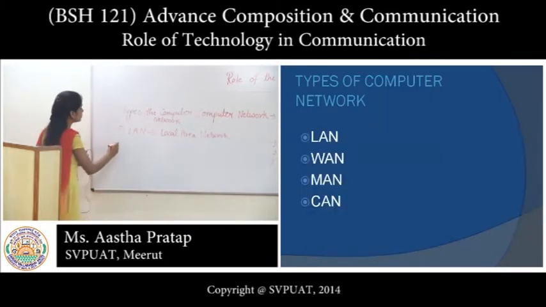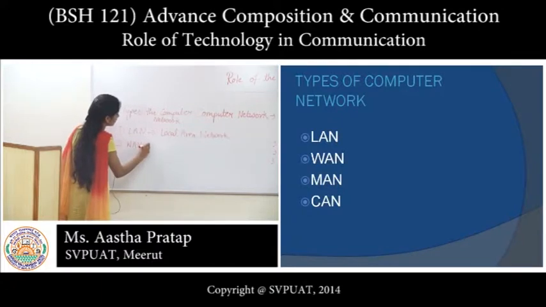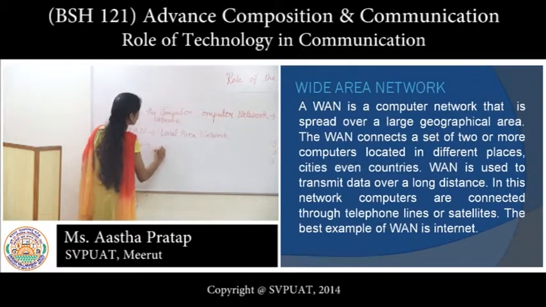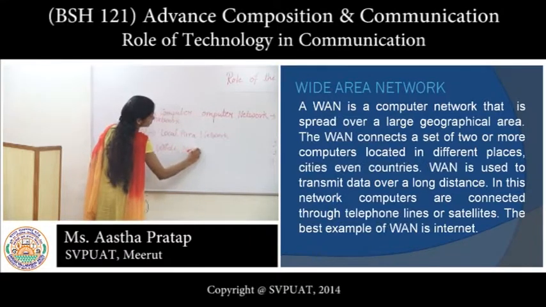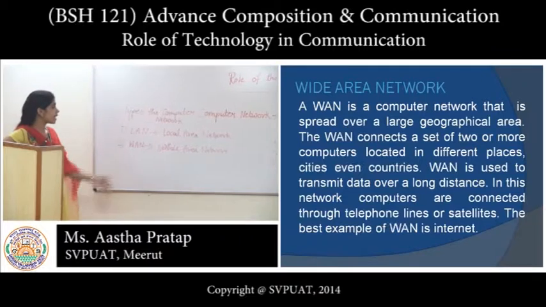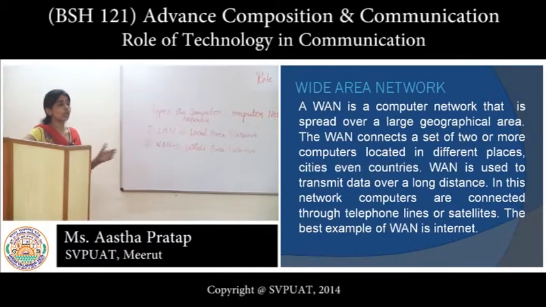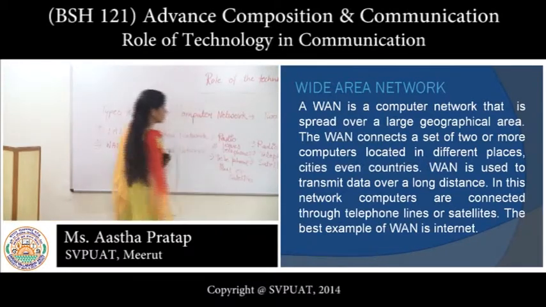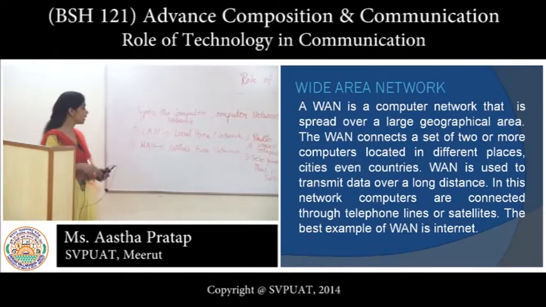Then the second one is WAN. It stands for Wide Area Network. This type of network covers a wide, or large, geographical area. You can take the best example of the internet, which covers the whole world. So this type of communication covers a wide geographical area.